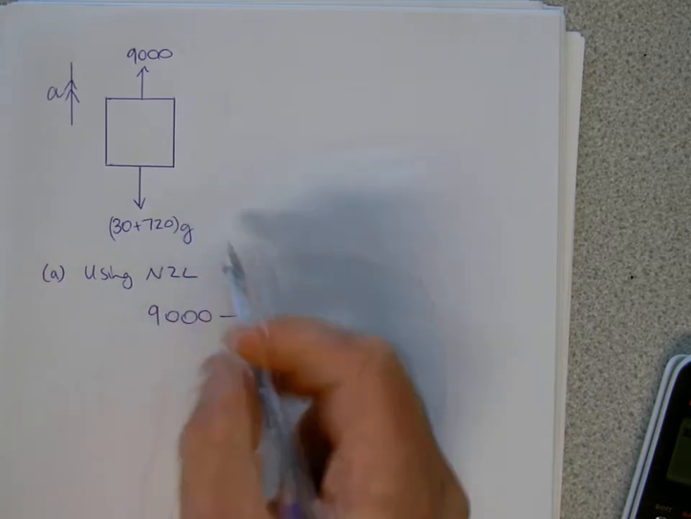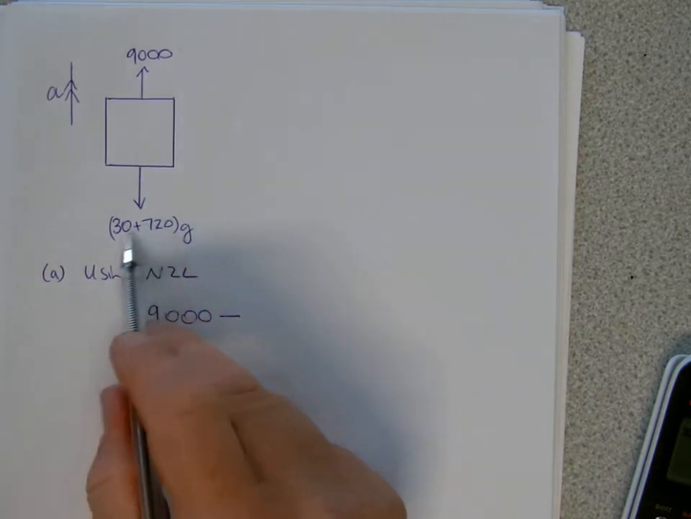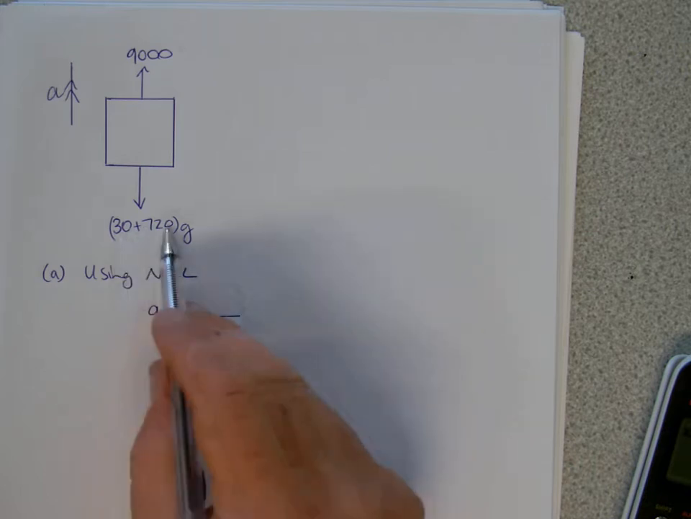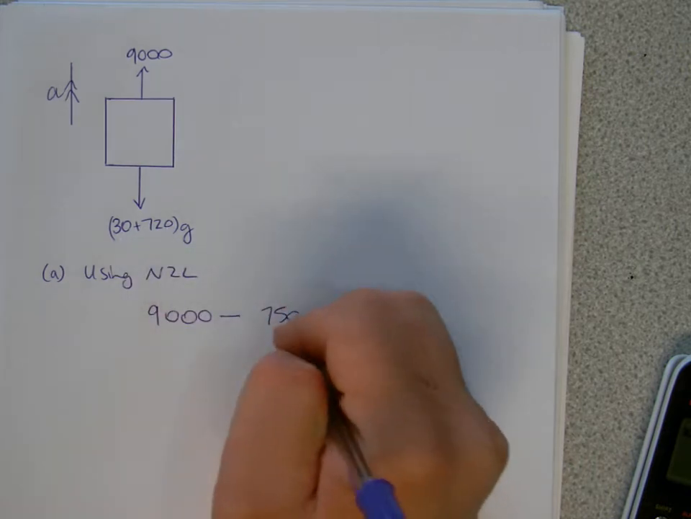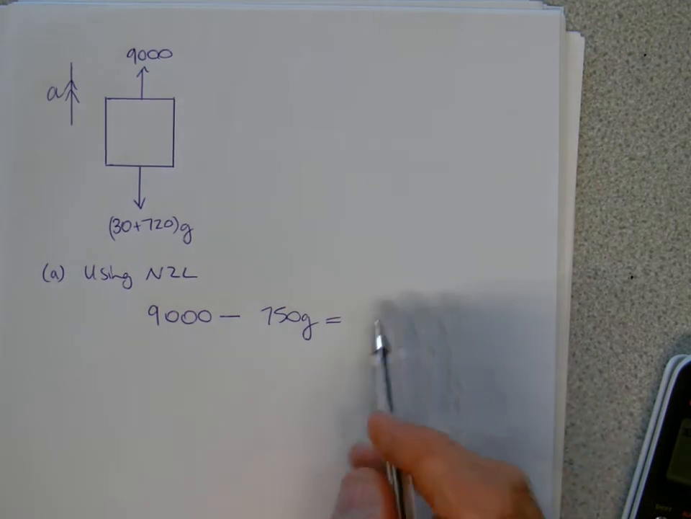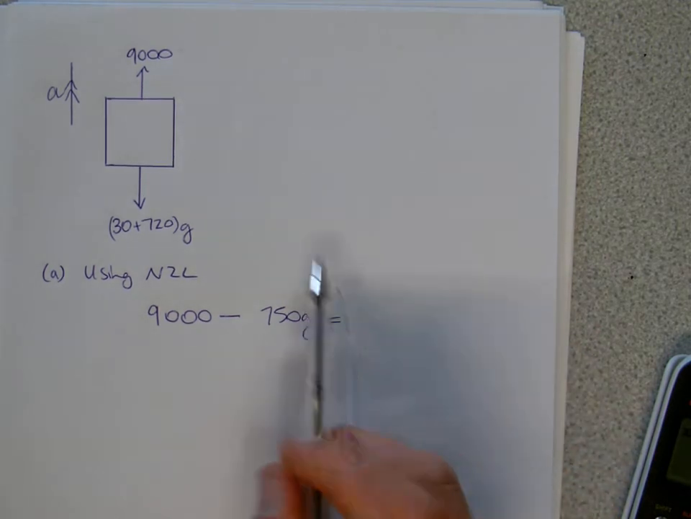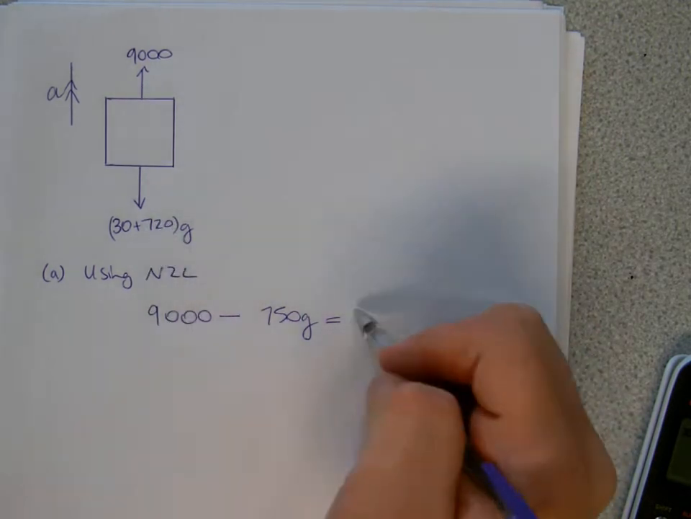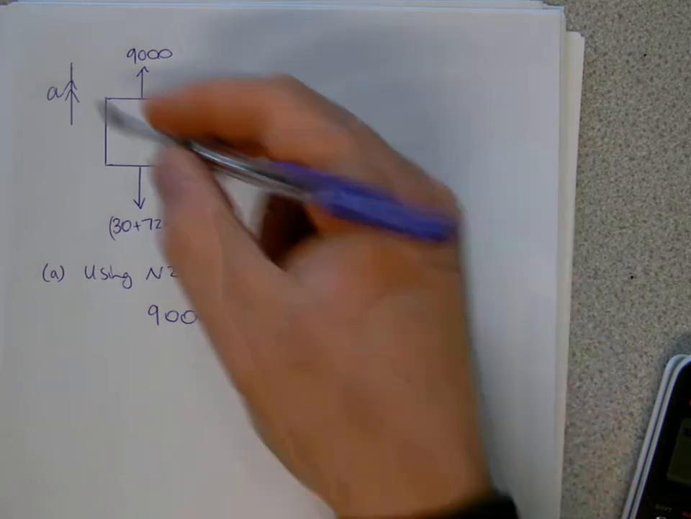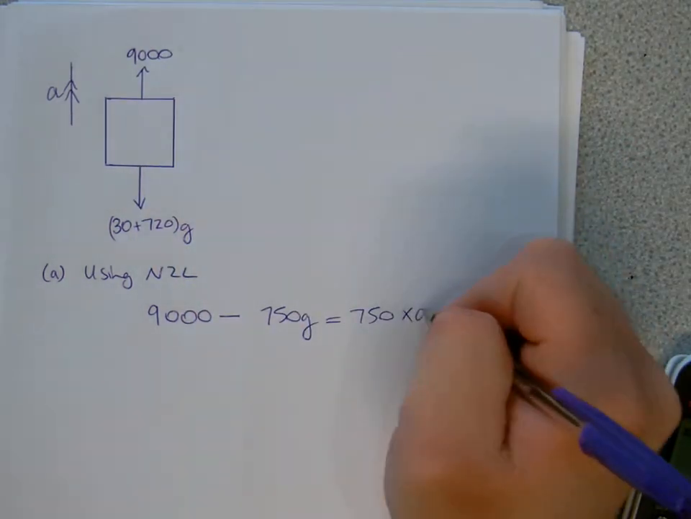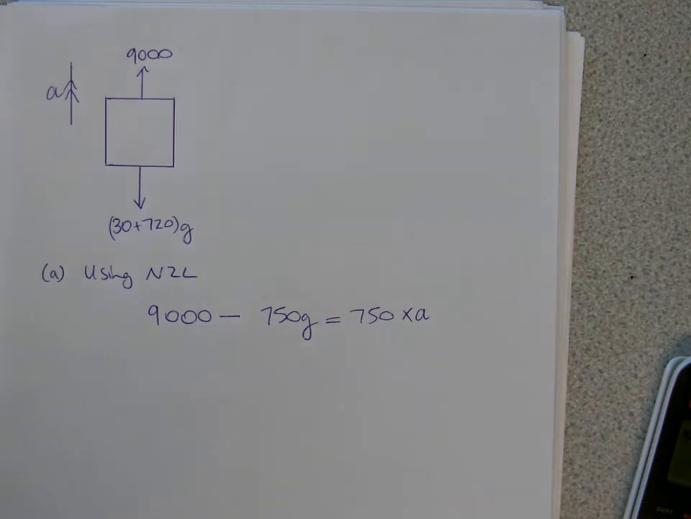So 9,000, if we take away what's pulling it down, which is the child and the lift, which is 750 g, that will then equal mass times acceleration. So the mass will be 750 times the acceleration. So that's my Newton's second law there. And quite simply, I got that by resolving in the vertical direction and going in the direction of acceleration.